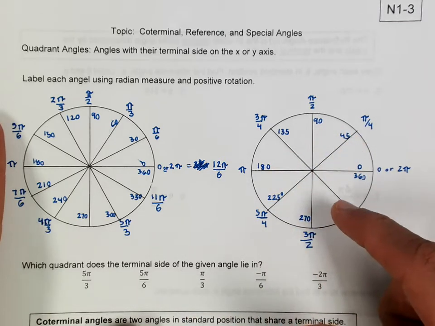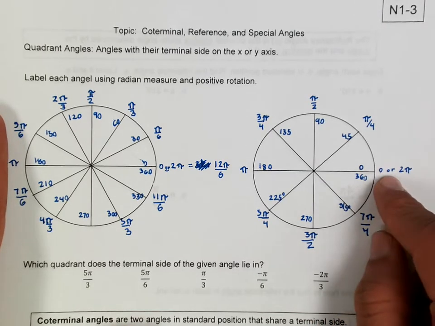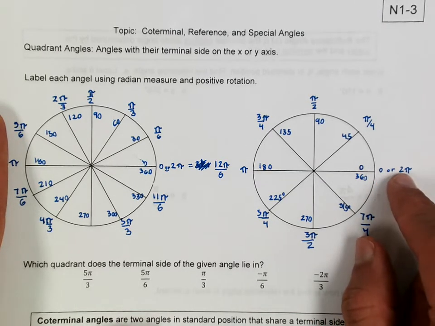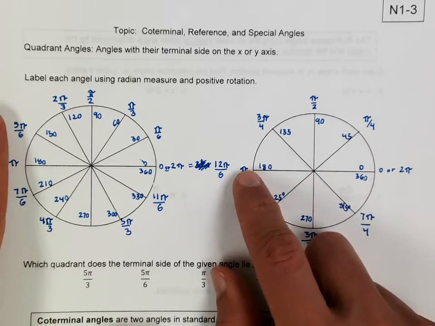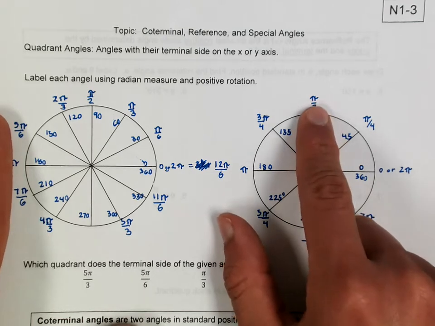Now, in terms of radians, which we write in terms of pi, this is 0, 2 pi. Remember that 2 pi is 360, so half of 360 is 180, which is this. So pi is 180. Halfway between here would be pi over 2. And then after that, we're just going up in fourths.